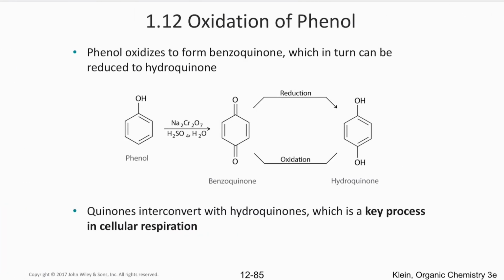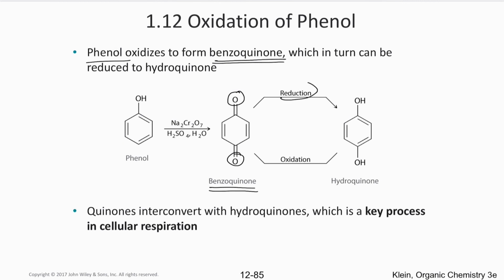Now, phenol in general oxidizes to form a compound called benzoquinone. Benzoquinone is basically a ketone with two oxygen groups on opposite sides of the carbons. So the compound is called benzoquinone. Quinone comes from the word two oxygens, diketone. So that's the other name that we generally see.